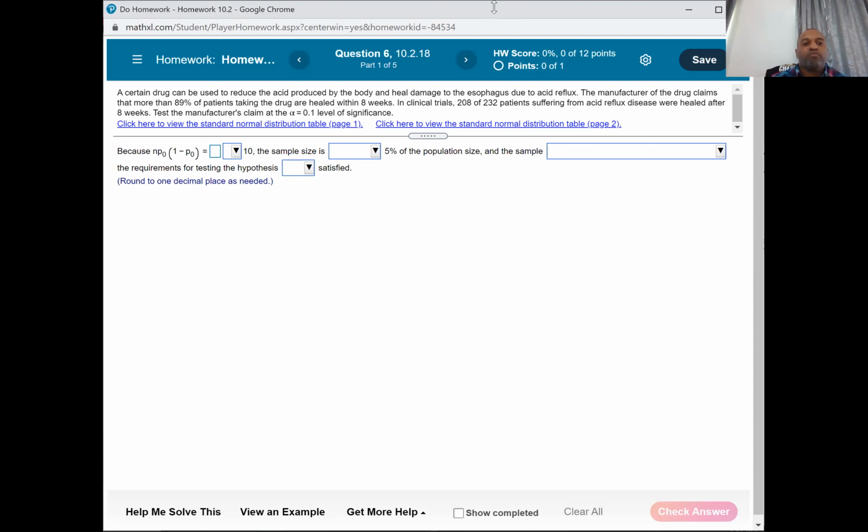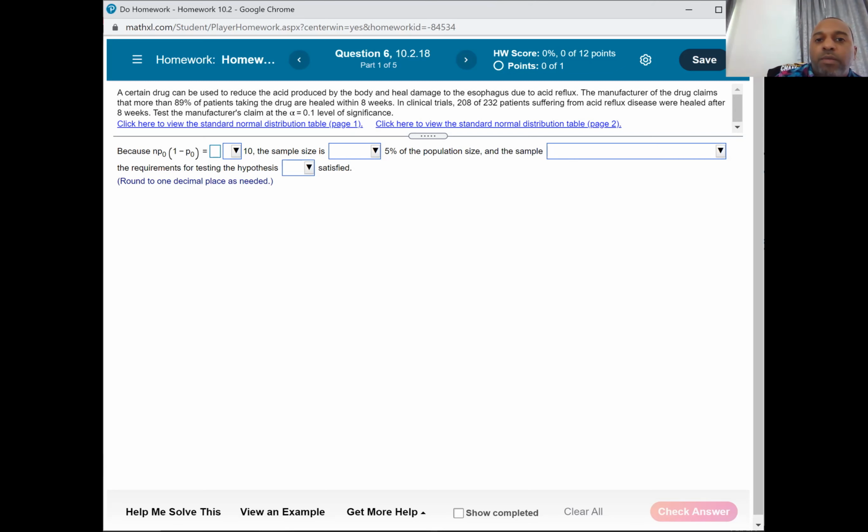All right, so a certain drug can be used to reduce the acid produced by the body and heal damage to the esophagus due to acid reflux. The manufacturer of the drug claims that more than 89% of patients taking the drug are healed within 8 weeks. In clinical trials, 208 of 237 patients suffering from acid reflux disease were healed after 8 weeks. Test the manufacturer's claim at the alpha 0.1 level of significance.